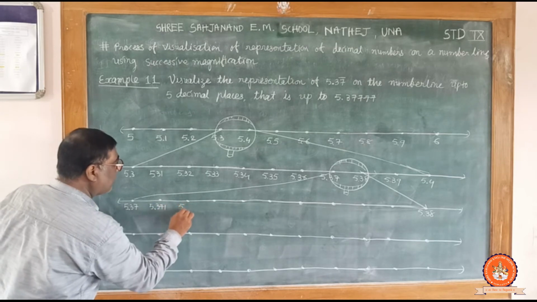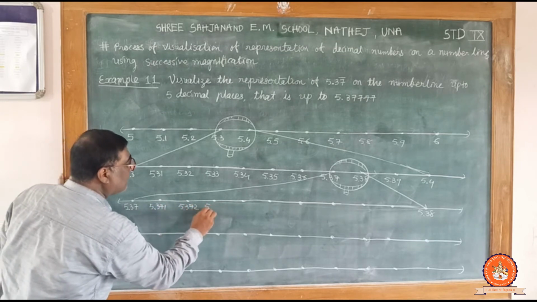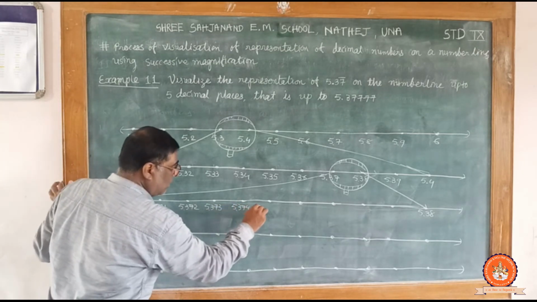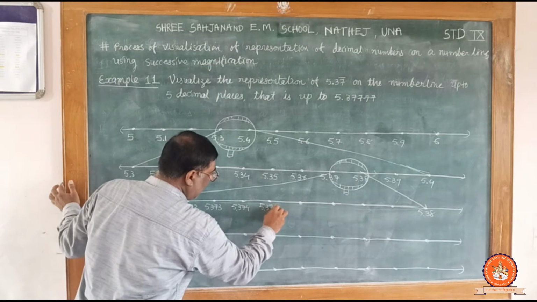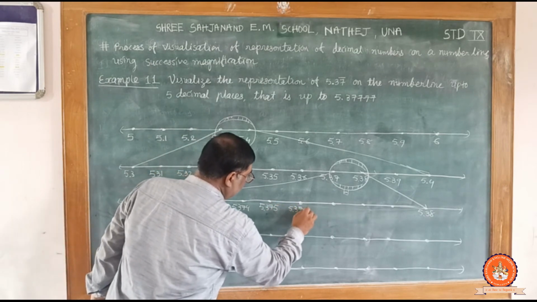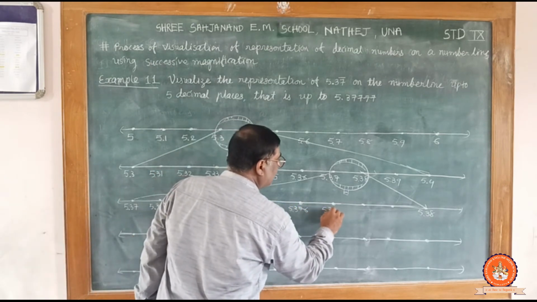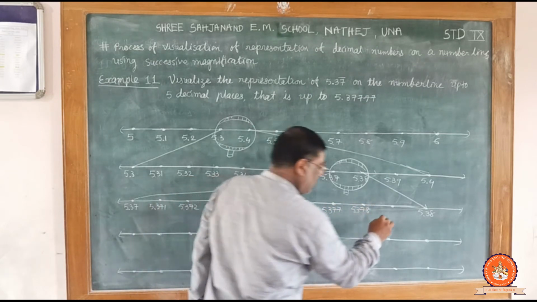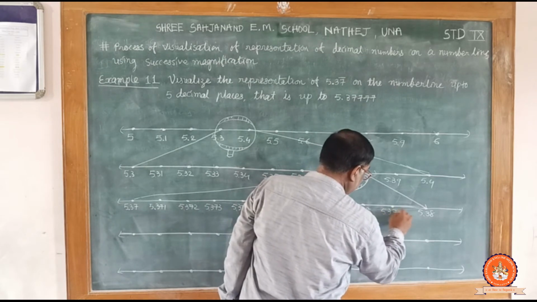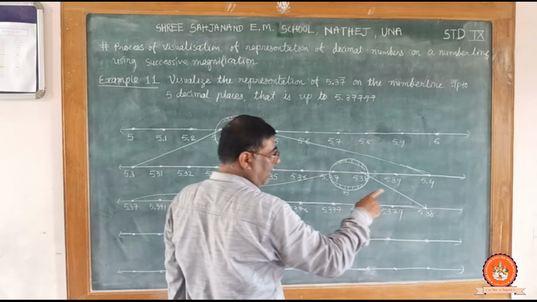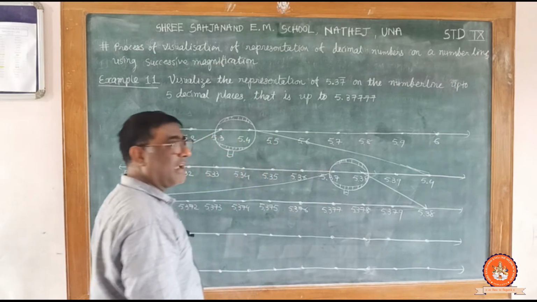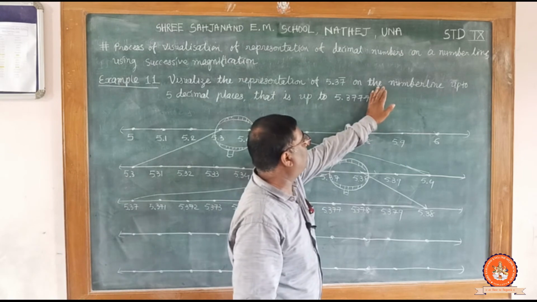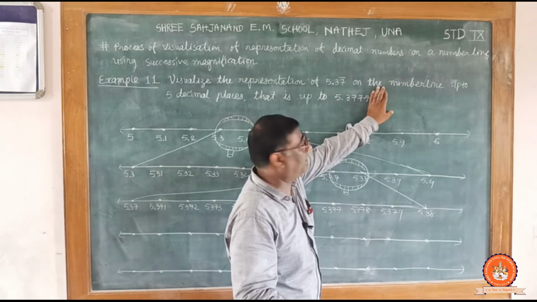5.371, 5.372, 5.373, 5.374, 5.375, 5.376, 5.377, 5.378, 5.379, and 5.380 will be 5.38. Now think of the 4 digits after the decimal point.